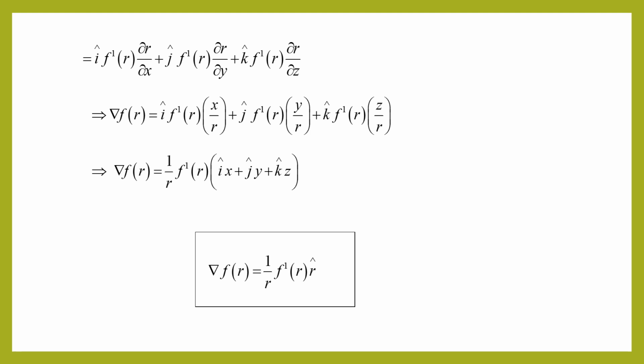So we obtain del f of r equals 1 by r f dash of r times i cap x plus j cap y plus k cap z. This vector inside this bracket, i cap x plus j cap y plus k cap z, is nothing but our position vector r cap. If we substitute that r cap instead of that bracket, we obtain del f of r equals 1 upon r f dash of r cap. We are done.